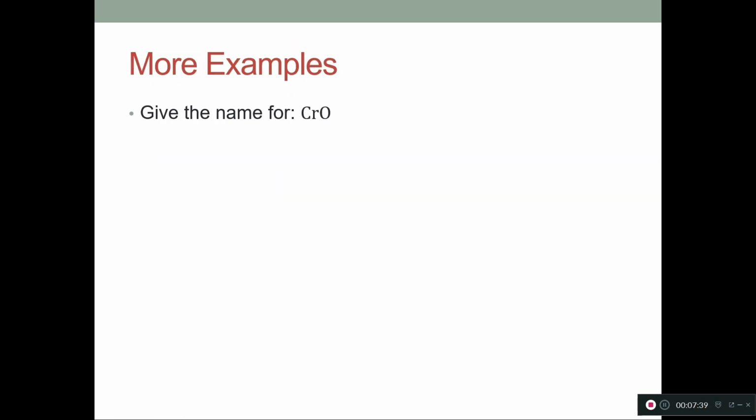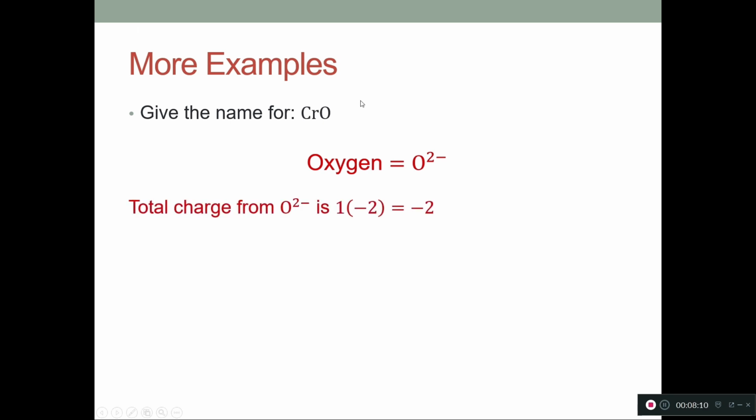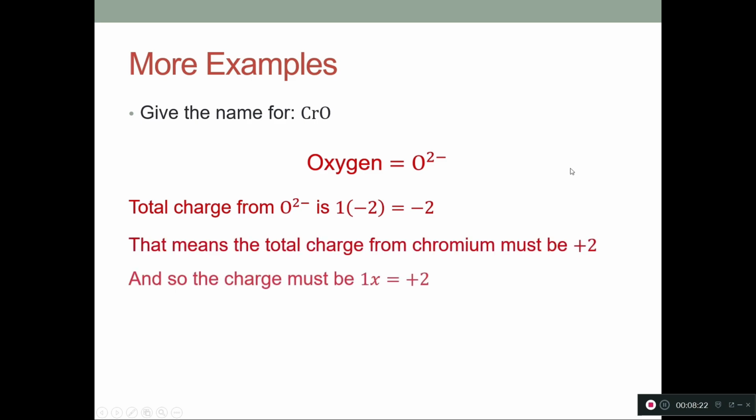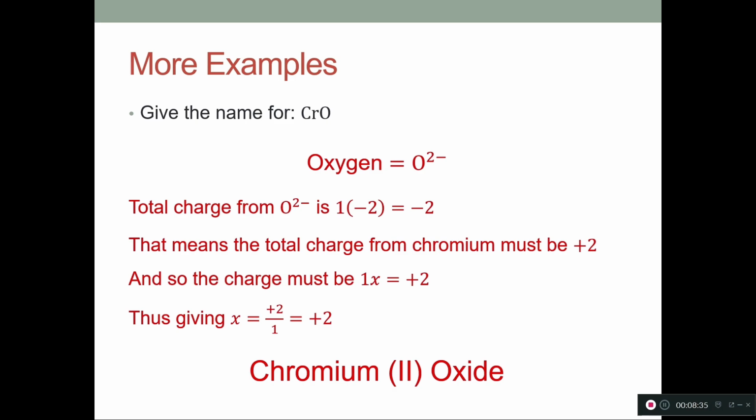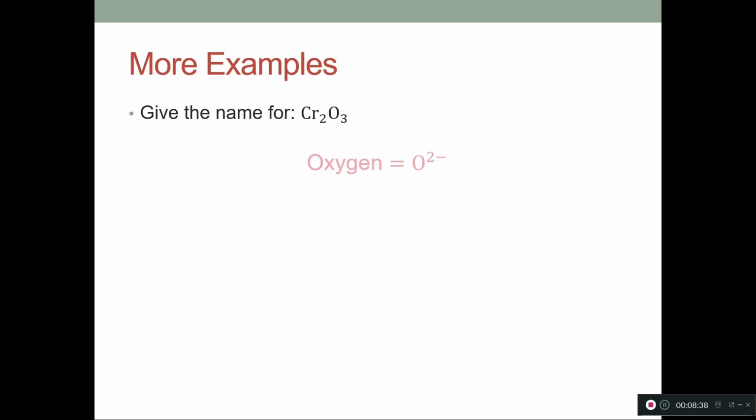Now, if we look at this with chromium and oxygen, we know that oxygen is always a -2 charge, and so we can just assume a -2 on the oxygen. The -2 comes from the oxygen because our formula here has only 1 oxygen, so we're only multiplying this by 1, so we have -2 total charge from all of the oxygens because there's only 1 oxygen. That means that the total charge must be +2 on the chromium, and so the charge must be 1 times x equals +2. We solve for x, and we find that it's +2, and so that means it would be chromium(II) oxide.